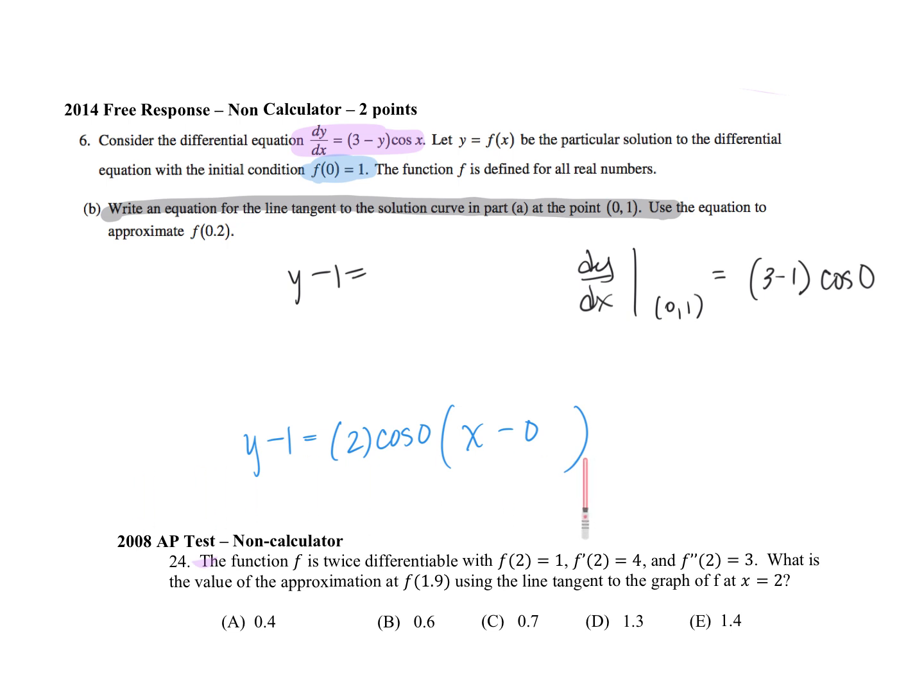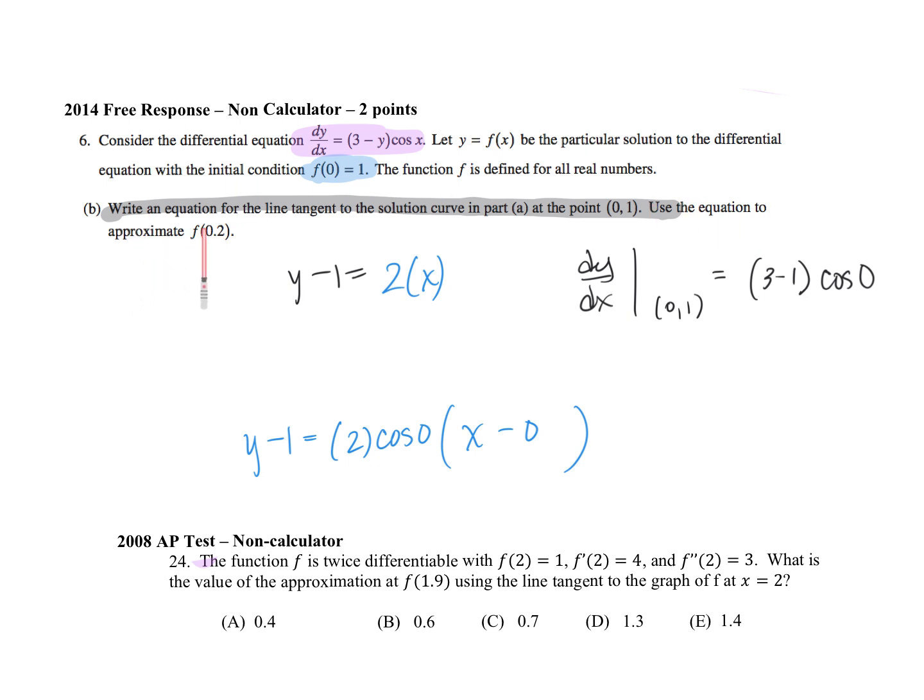If we want to get the actual value, what is the cosine of 0? Cosine of 0 is 1. 1 times 2 is 2, right? So my slope is 2. And then you could say x minus 0, or you could just say x, right? y minus 1 equals 2x. Perfect. So we just got a point for that.